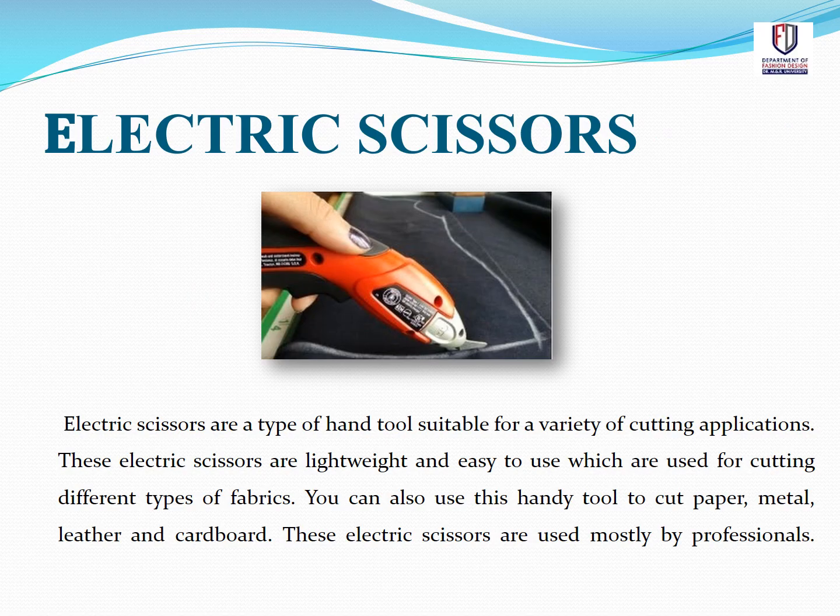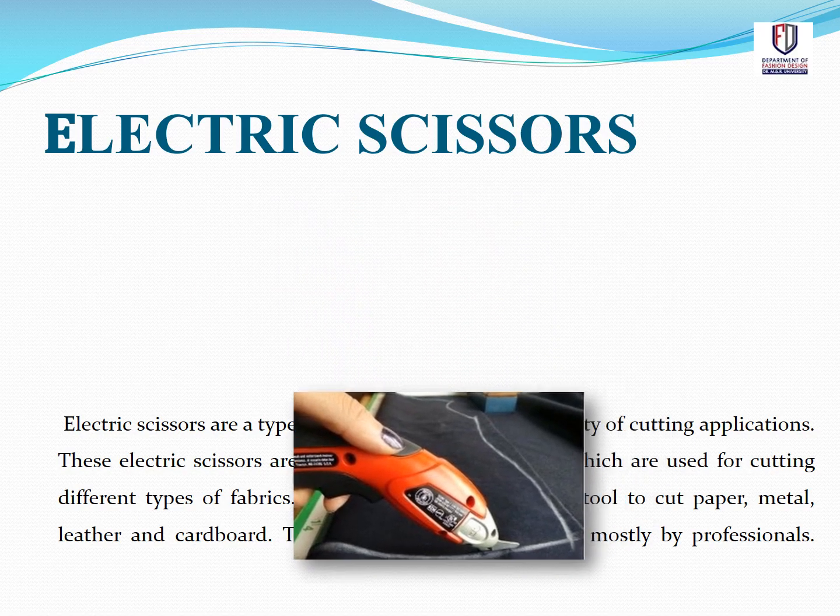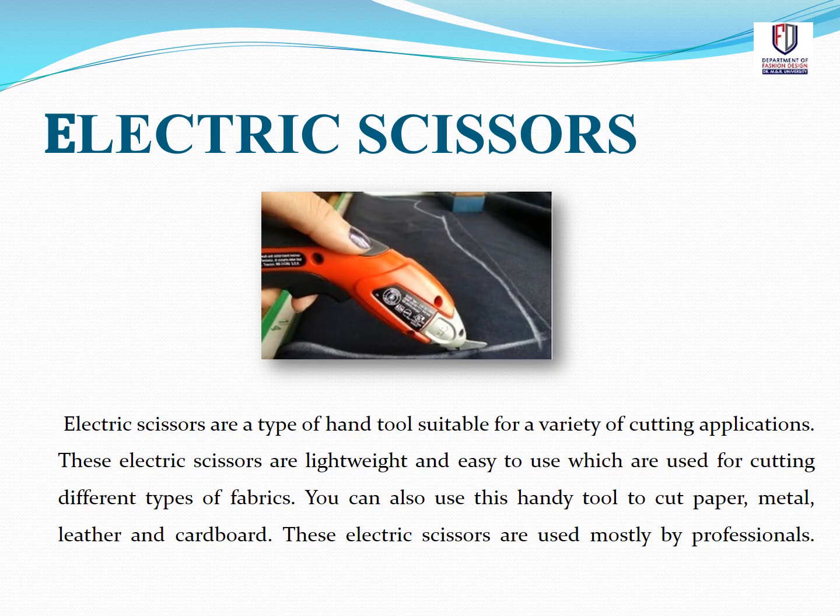Electric scissors. Electric scissors are a type of hand tool suitable for variety of cutting applications. These electric scissors are lightweight and easy to use, which are used for cutting different kinds of fabrics. You can also use this handy tool to cut paper, metal, leather and cardboard. These electric scissors are used mostly by professionals.